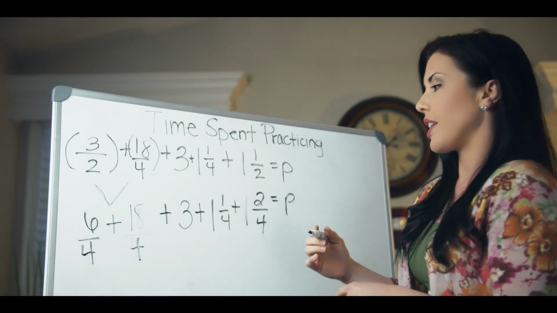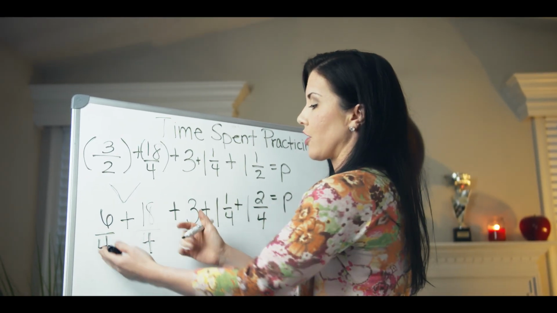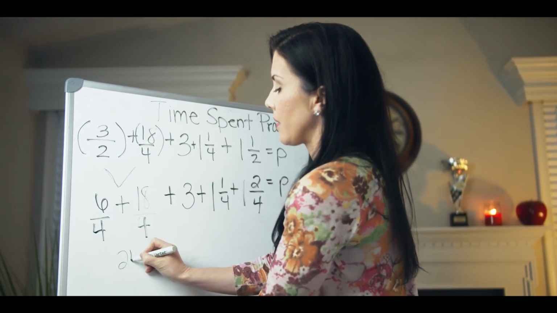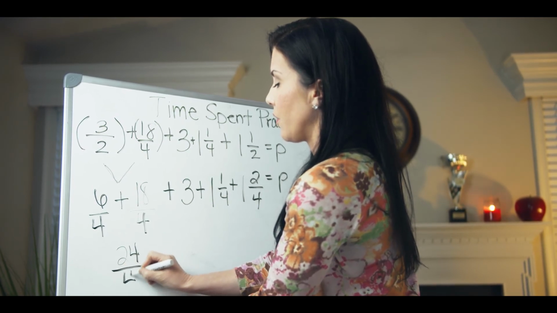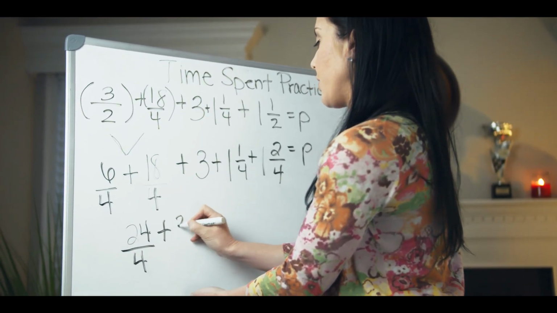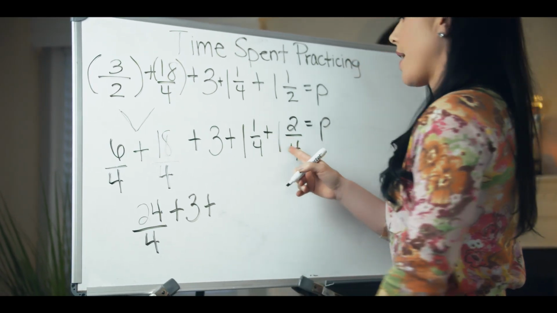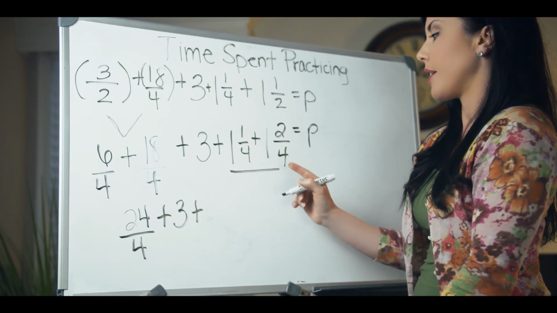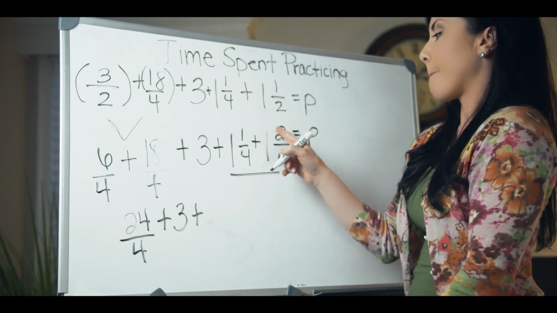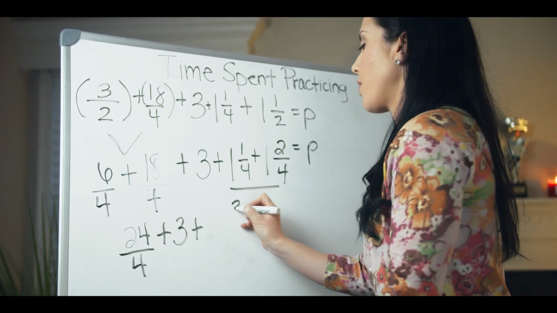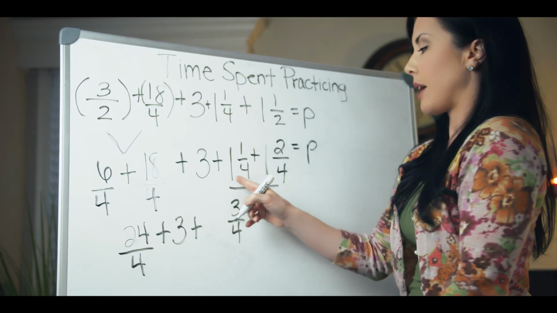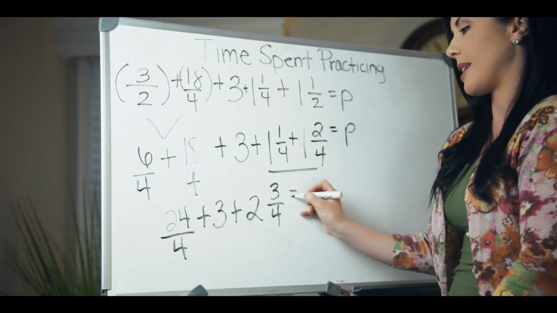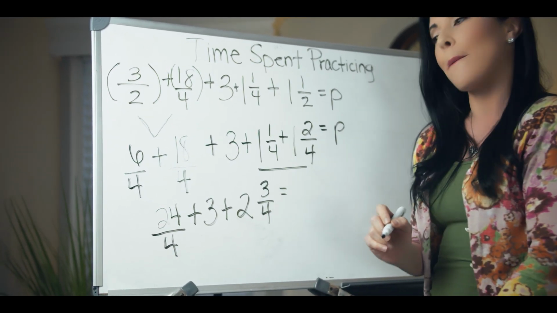Okay, so I'm going to go ahead and add my fractions that I started with over here. 18 plus 6 is 24 over 4. And rewrite the rest, plus 3 plus, now I can combine these terms here now that they have the same denominator. So 1/4 plus 2/4 is 3/4. And my whole numbers, 1 plus 1 is 2. So 2 3/4. Everybody with me so far? All right, we're almost there.